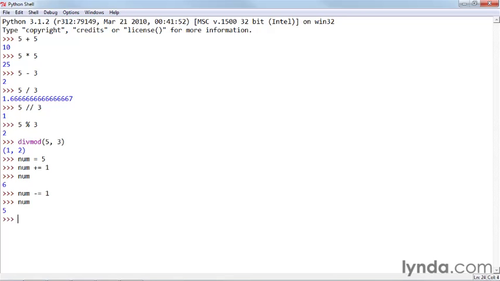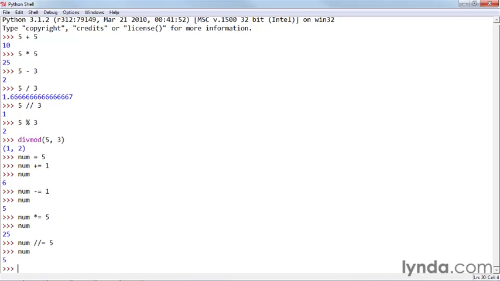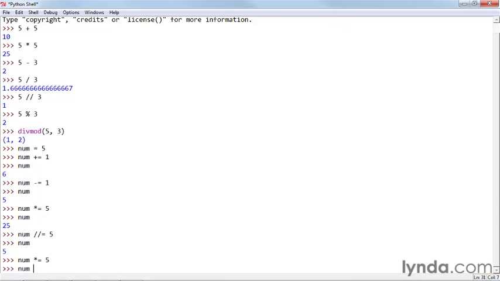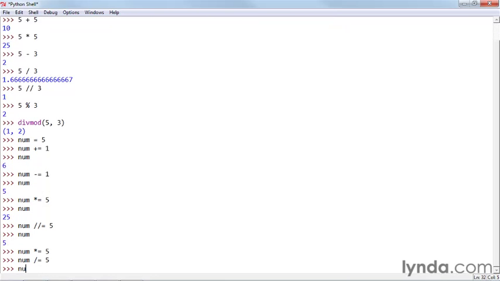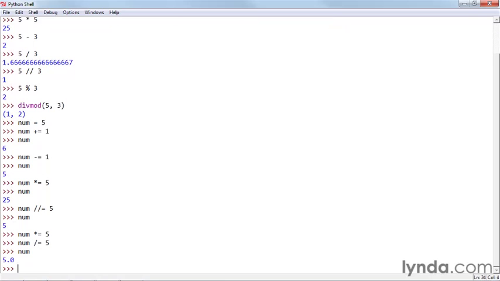And there's also a multiplication and division form of these. So if I say num times equals 5, I get 25. If I say num floor division equals 5, then I get the integer 5. And of course, if I say num times equals 5 again, and then num with 1 slash div equals 5, then we'll get the floating point version 5.0.